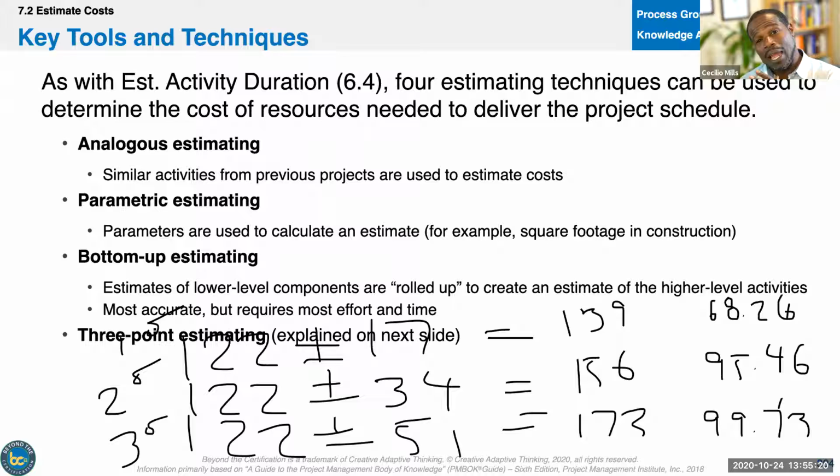So aside from the exam, the way that this is used in the practical application of project management is something like this. Typically, we'll have some project and we'll come up with some number and we'll say, okay, the project, we'll use your numbers.